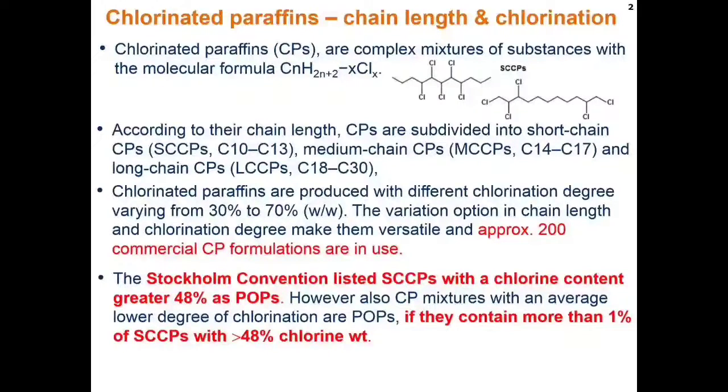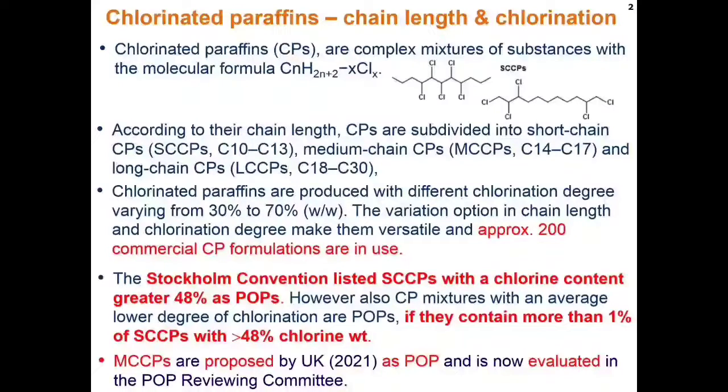The Stockholm Convention listed in 2017 short-chain chlorinated paraffins with a chlorine content of more than 48% as POPs. But it needs to be highlighted that other chlorinated paraffin mixtures with an average lower degree, if they contain more than 1% of short-chain chlorinated paraffins, can also be a POP mixture. Today, mainly other chlorinated paraffins are marketed, which are not called short-chain chlorinated paraffins, but as we will see later, they contain more than 1% of short-chain chlorinated paraffins, and by the definition of the convention are then also considered POP. And recently, medium-chain chlorinated paraffins have been proposed by the United Kingdom in 2021 as a POP to the POP Reviewing Committee, and will be evaluated by the committee in the years to come.